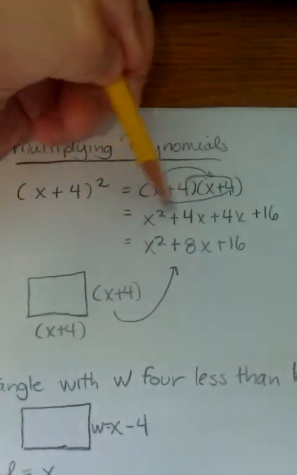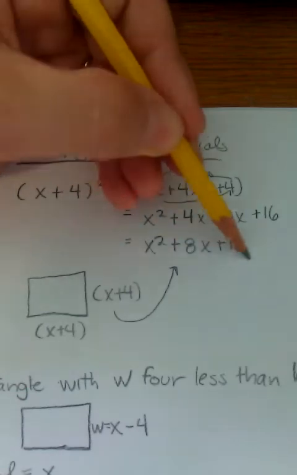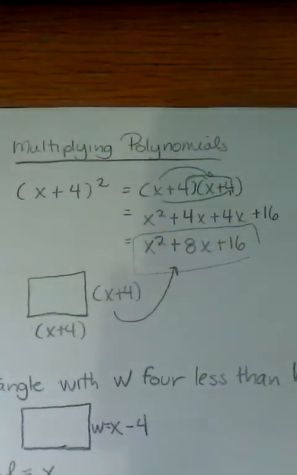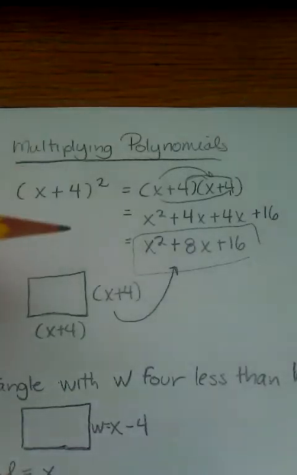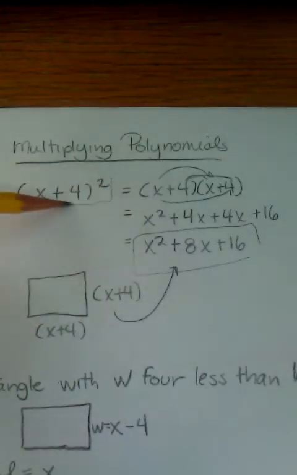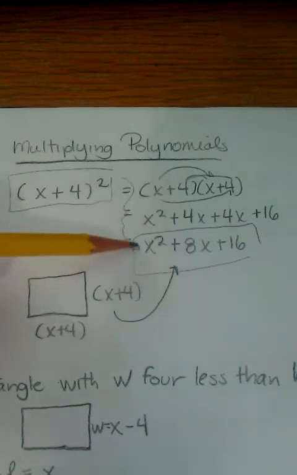Then I combine like terms. I've got one 4x, another 4x. Those add together to be 8x. Here's my answer. I cannot combine any more like terms. So if you saw something like a square, then remember, length times width, or square, you multiply these together. You can't just leave your answer like this. You need to actually finish it out and make it look like this final expanded answer.